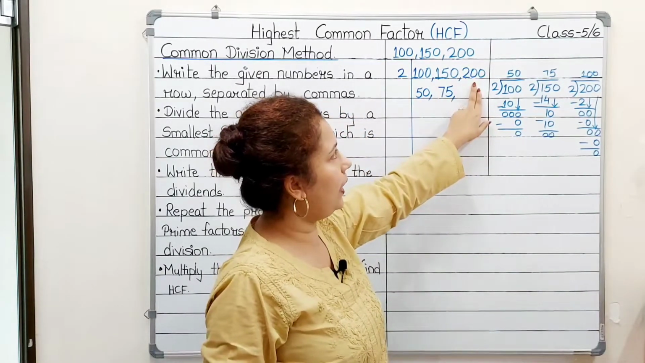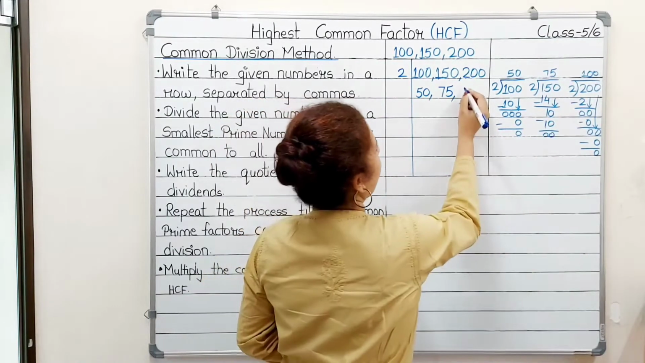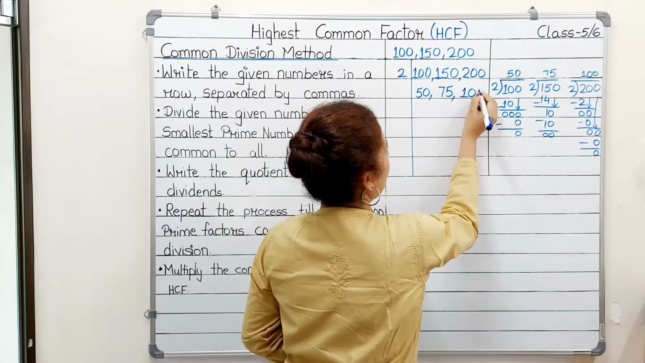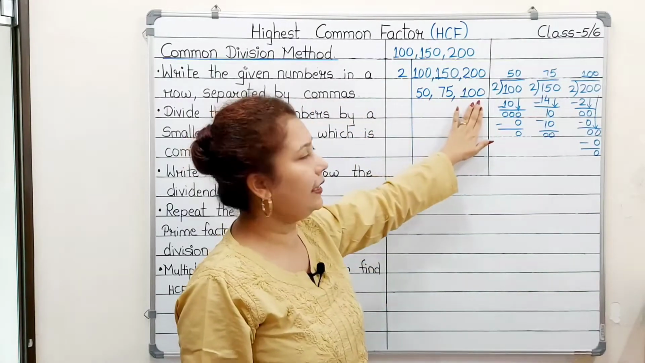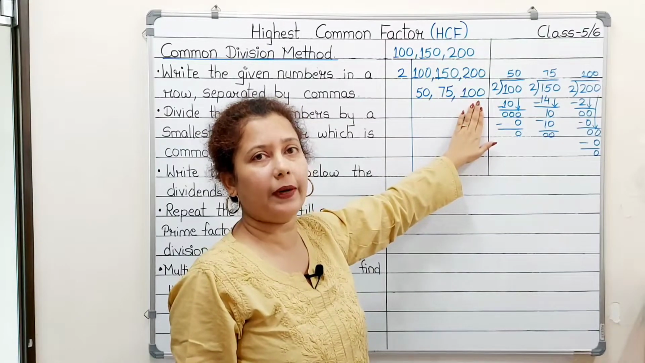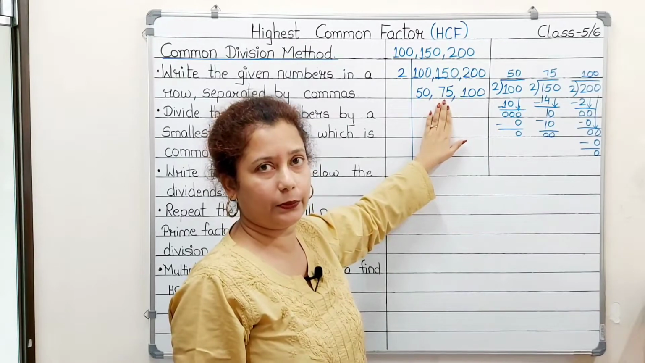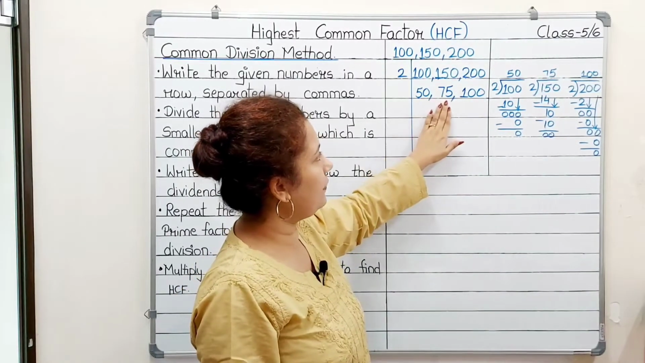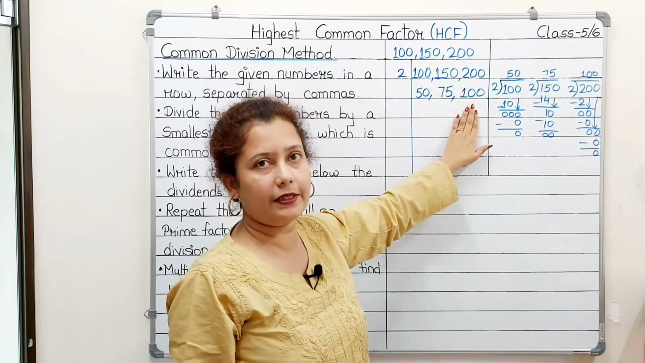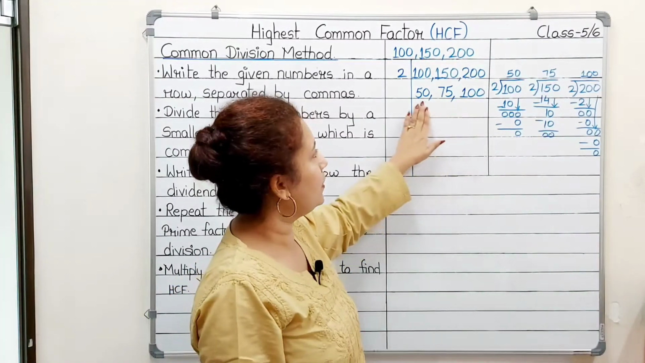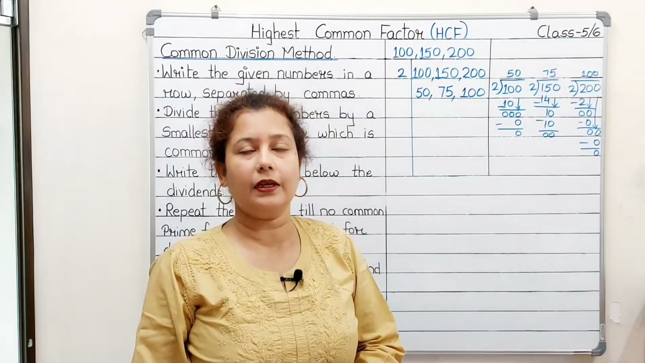When we divide 200 by 2, we get 100 as a quotient. So we will write 100 below 200. Now here 50 and 100 both are divisible by 2. But 75 is not divisible by 2. 50, 75 and 100, all three numbers are not divisible by 3. So the next prime factor which can divide all these three numbers is 5.